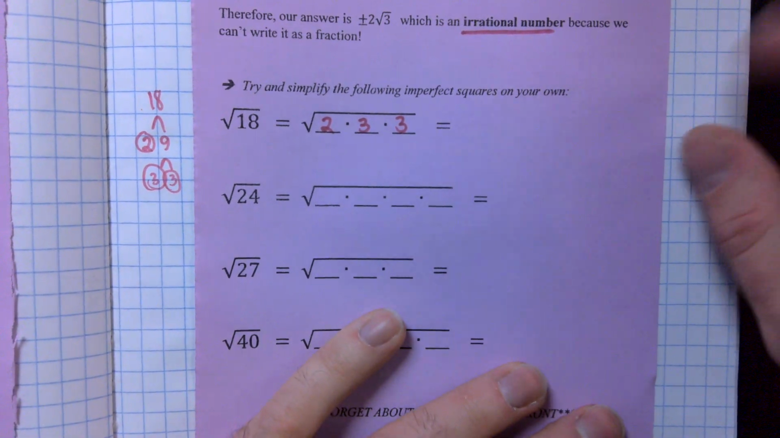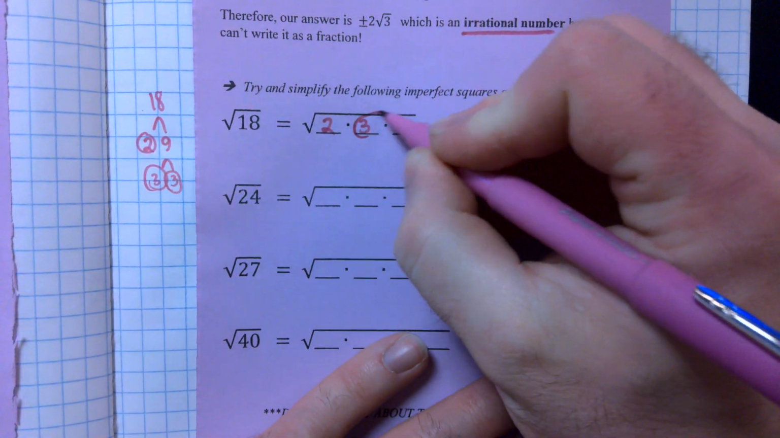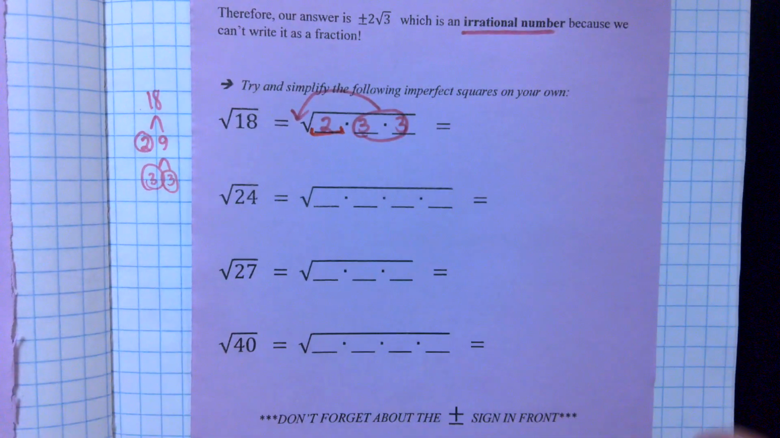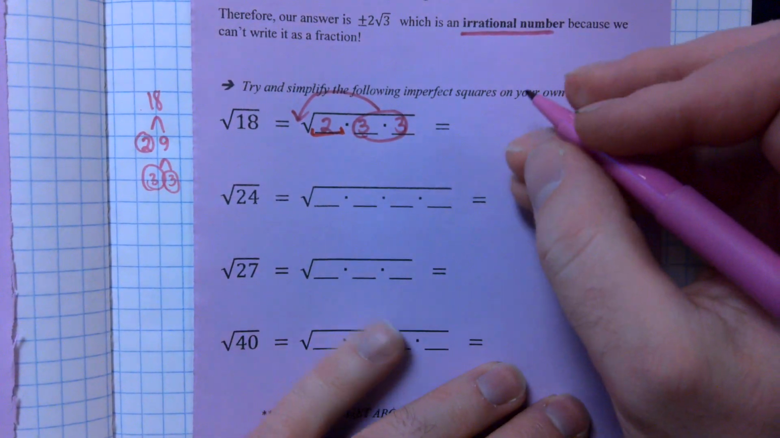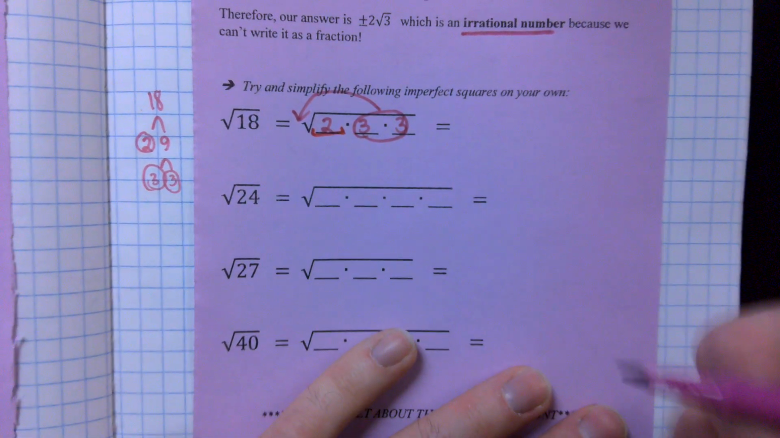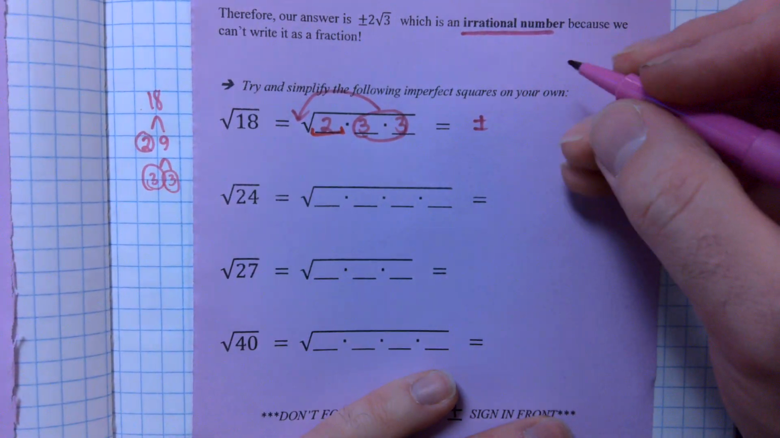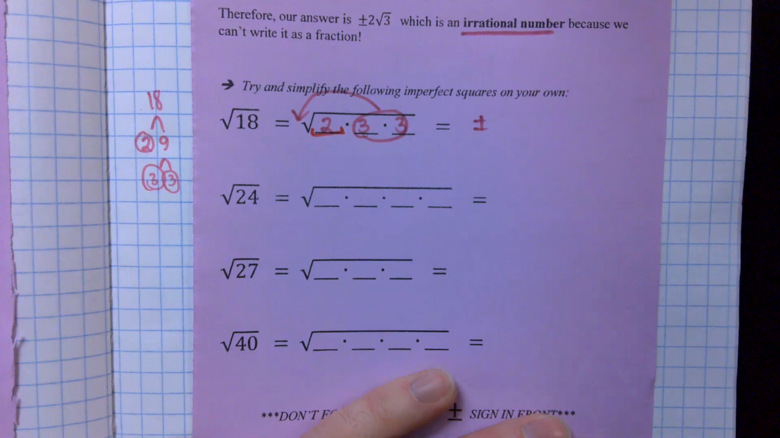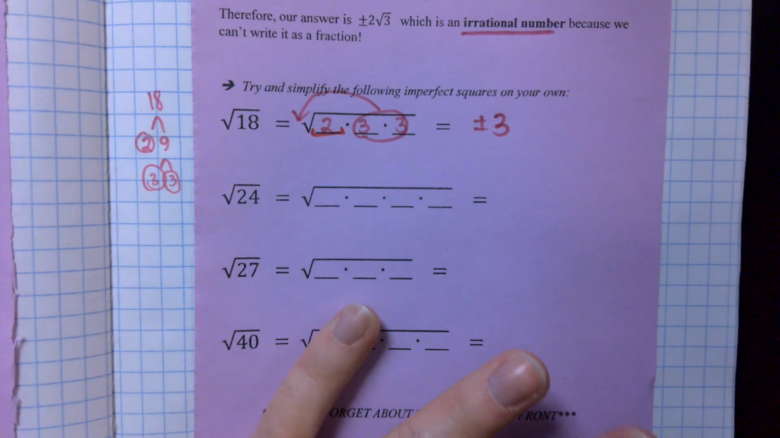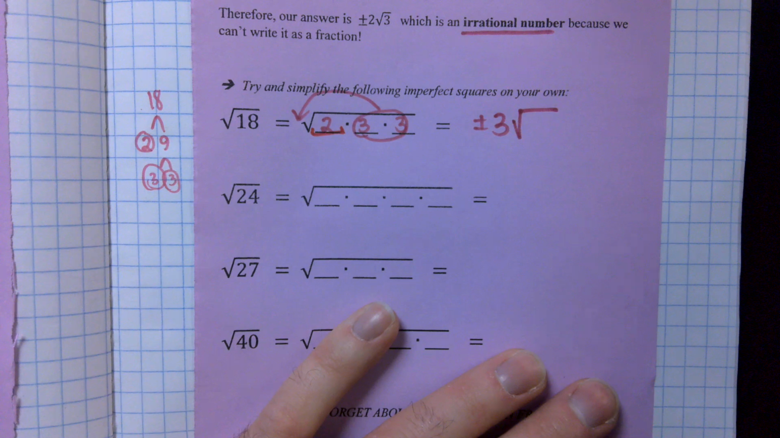Everybody with that so far? Yeah? Do I have any pairs I can circle up and bring out? Yep, pair of 3s. Is there anything that gets left behind? The 2. So what's my answer going to be? 2 inside, 3 outside. What's going to be the very first thing we write? Plus or minus. Plus or minus, what? The 3 came out, right? 3, then what? The square root sign. 3 root 2.